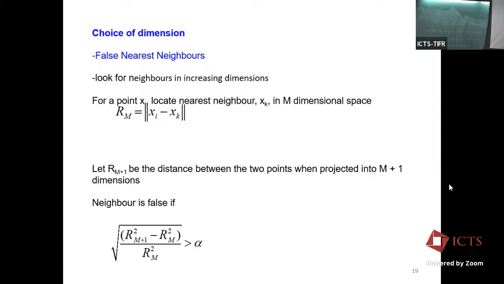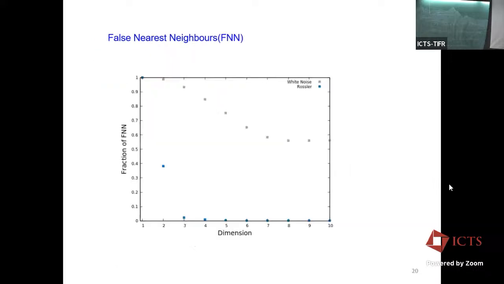Take its square root. If it is greater than some quantity alpha, which can easily be taken to be 1, the points are false neighbors. If it is less than alpha, that means in the higher dimension also they are neighbors, so they are actual neighbors. Using this, you calculate the total number of false neighbors. Plot this fraction of false neighbors versus the dimension, starting from 1, 2, 3 and so on. You find that the number of false neighbors decreases very fast for a deterministic system of finite dimensions.